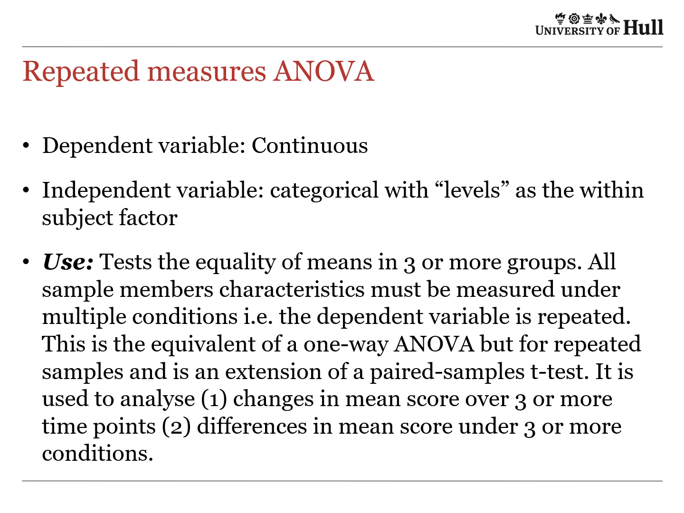The test tests the equality of means in 3 or more groups. All sample member characteristics must be measured under multiple conditions. In other words, the dependent variable is repeated. This is the equivalent of a one-way ANOVA, but for repeated samples, and is an extension of the paired samples t-test. Again, strictly speaking, the paired samples t-test is a special case of the repeated measures ANOVA, but that aside. It's used to analyse changes in mean scores over 3 or more time points or differences in mean scores under 3 or more conditions, as we've already said.